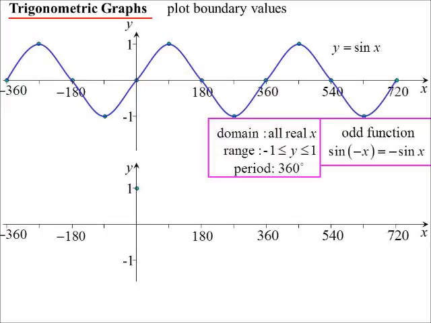Okay, cosine graph. What are we expecting? I mean, I know you know what it looks like anyway, but let's pretend we don't. What are you expecting to see? Because remember, what did the co stand for?